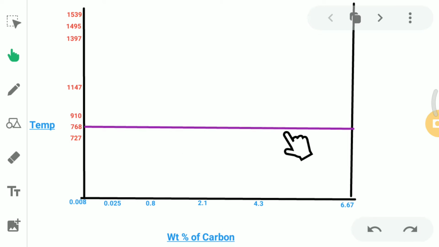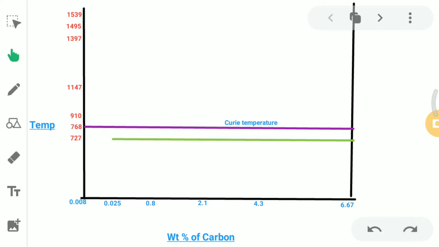Here this line is called the Curie temperature line. Curie temperature means the temperature at which, when we heat the material, it loses its magnetic property. Any material that loses its magnetic properties after heating to a certain temperature, we can call that temperature the Curie temperature. For iron, cast irons and steels, 768 degrees is the Curie temperature line.